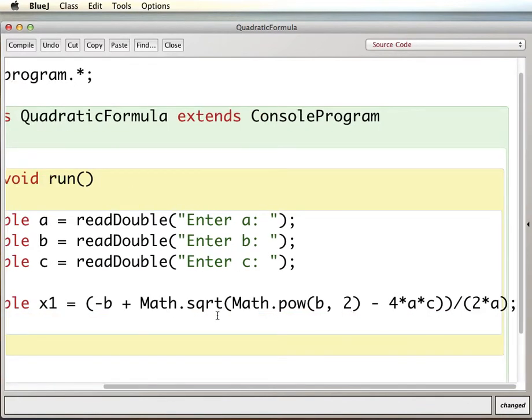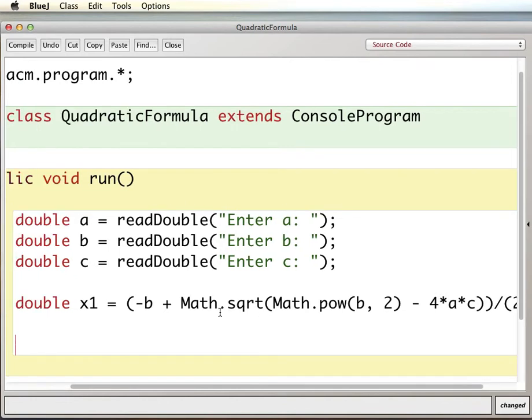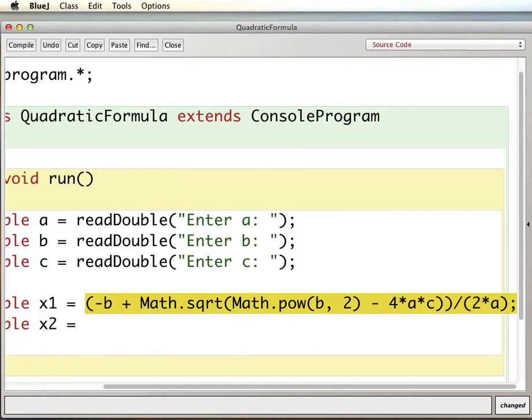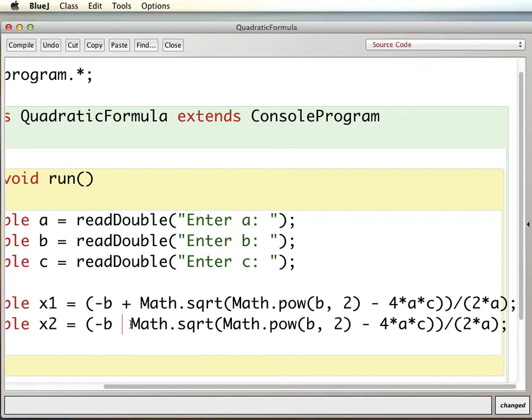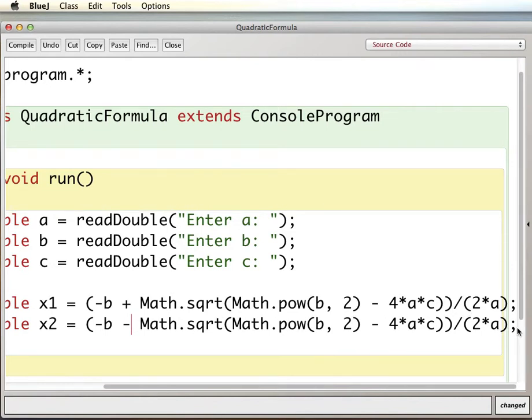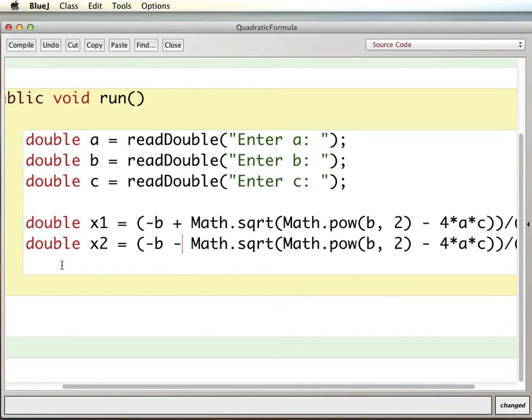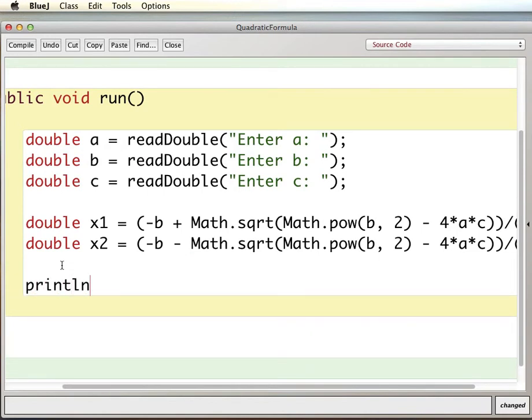Oh, I went a little quickly there. There's our first one. And then we'll say, okay, well, the next one is just very similar. Double x2 is equal to, I will highlight the entire thing so you can see it again. I'm going to copy, paste, and the only difference is this now becomes a minus. And then we can go ahead and print line. Your solutions are x1 and x2.